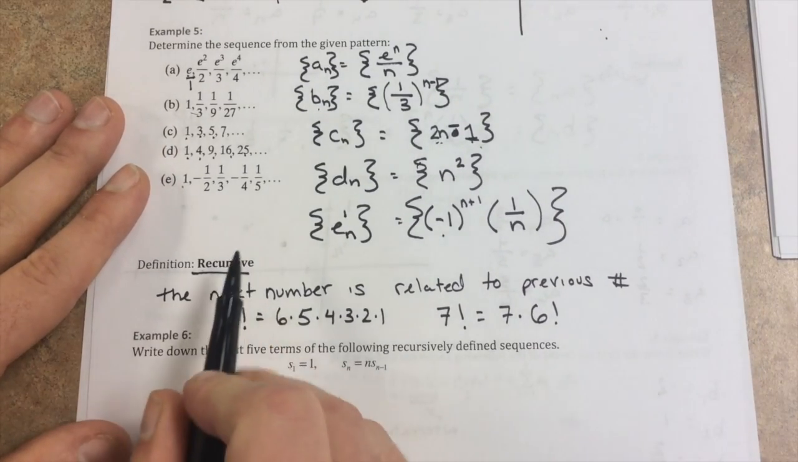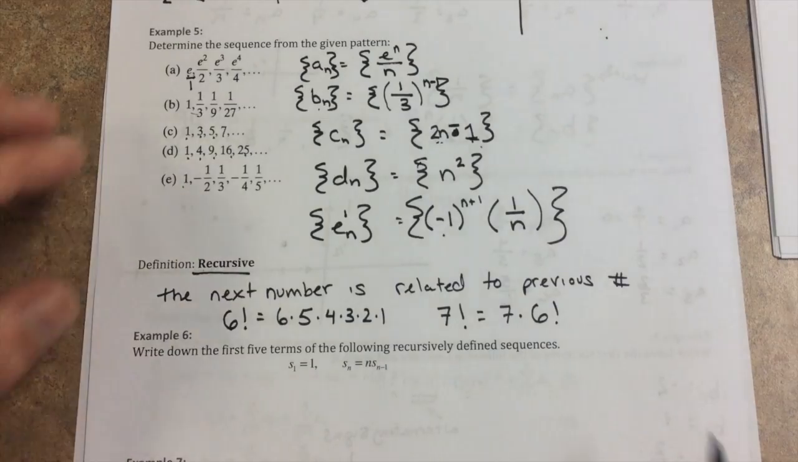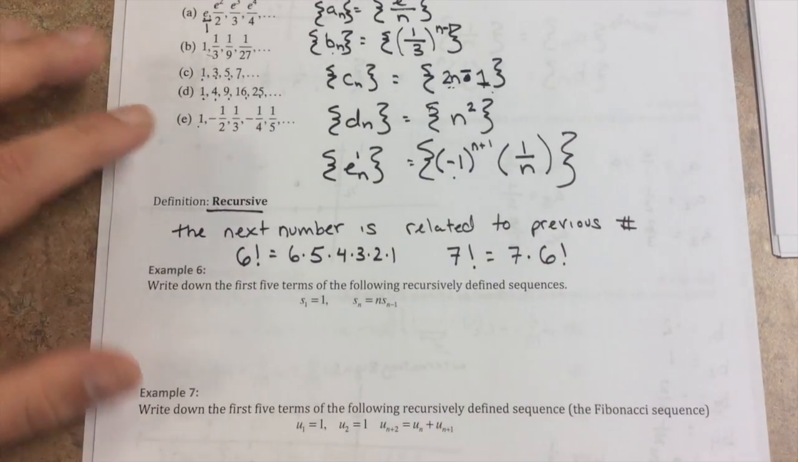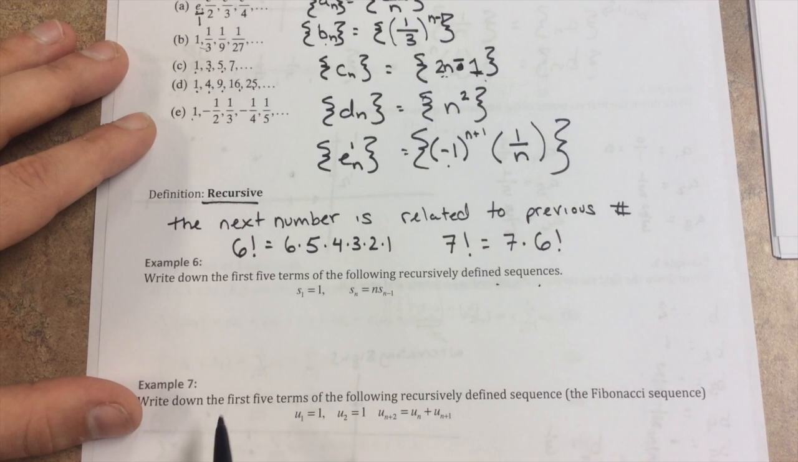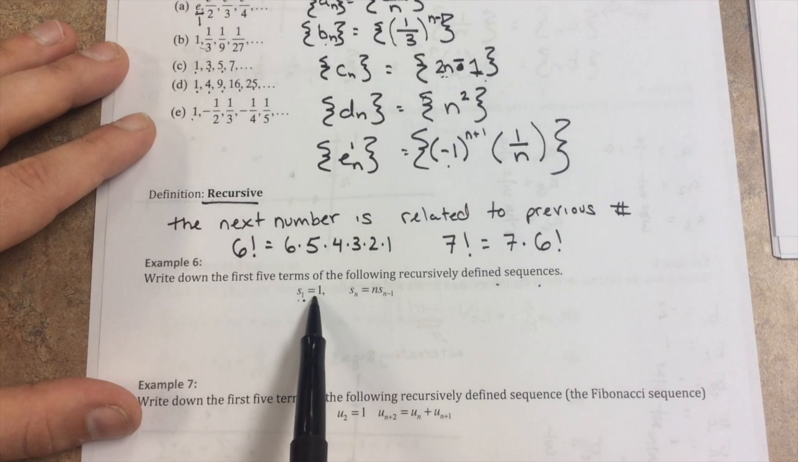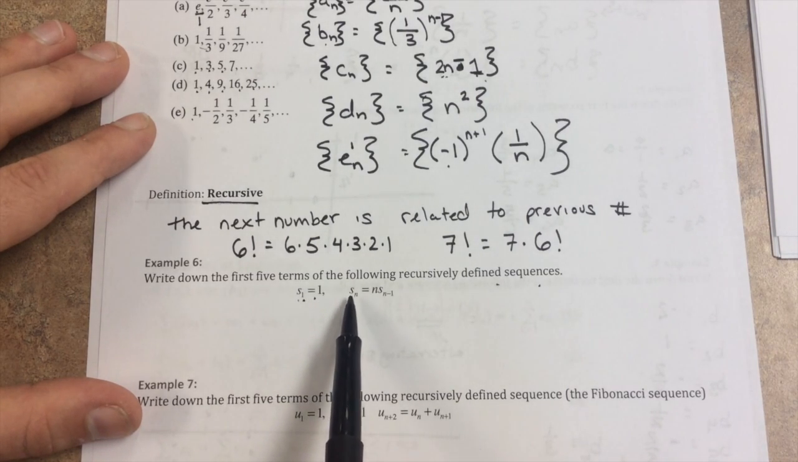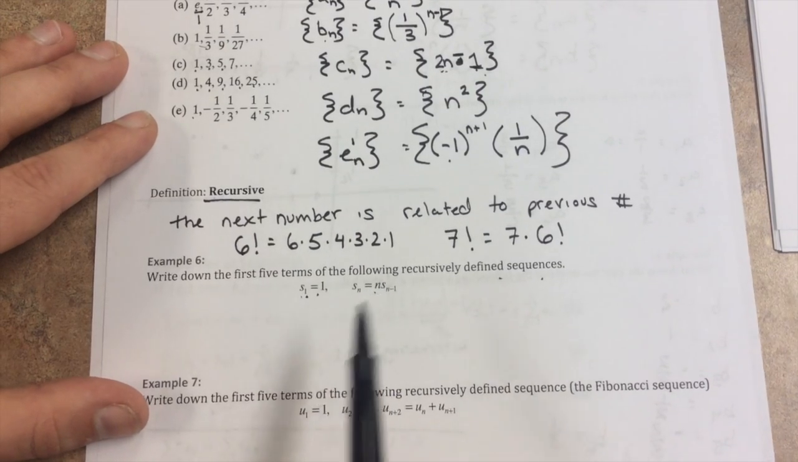So that's what we mean by recursive. And we can have sequences that are defined recursively. So let's take a look at these next 2 examples. Write down the first 5 terms of the following recursively defined sequence. So this says our first value, our first term in our sequence is 1. And then each successive one is defined by the term, or n, times the previous one.